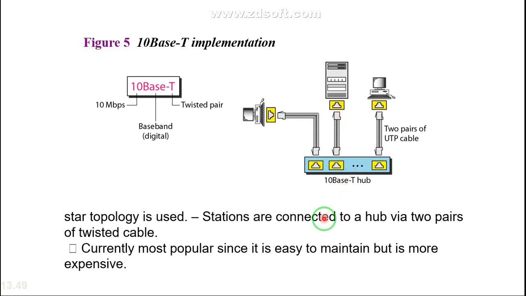So whatever collision occurs, it is going to occur in this hub or switch, compared to your 10Base5 or 10Base2. So basically, the hub replaces the coaxial cable as far as collision is concerned. And the maximum length of the cable is defined as what? 100 meters. And the cable we are going to use is unshielded twisted pair cable.